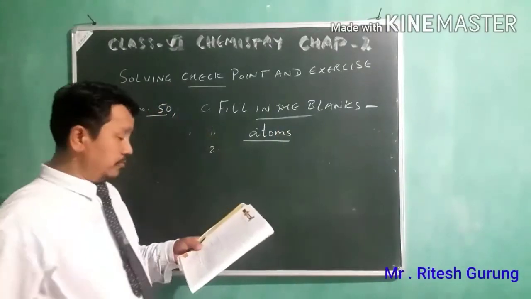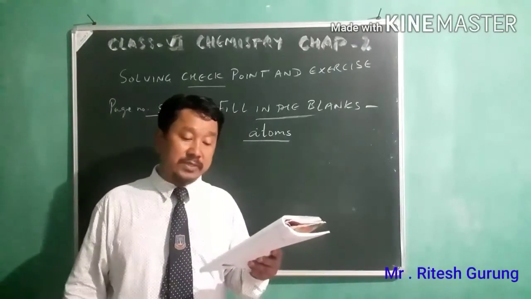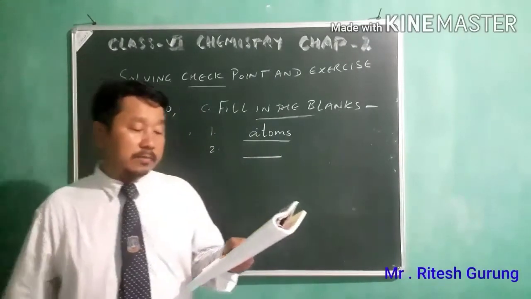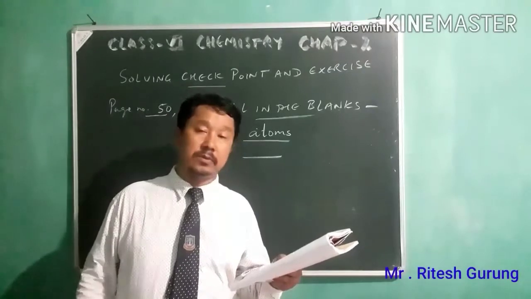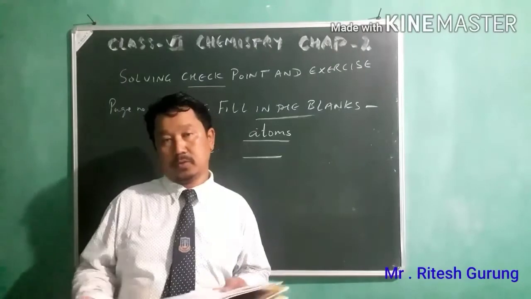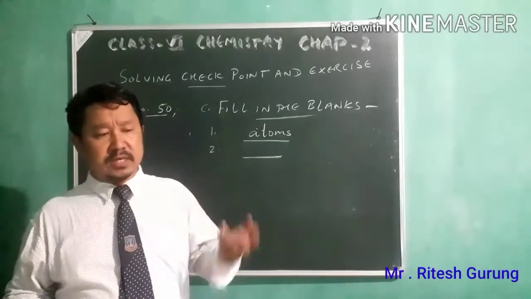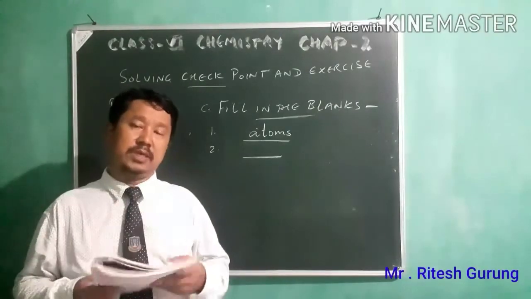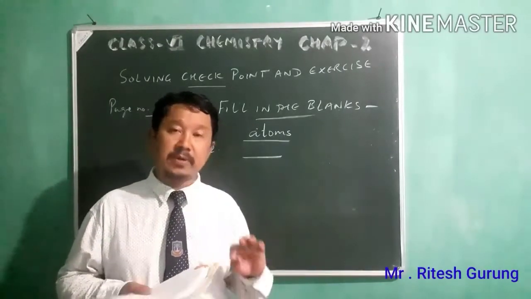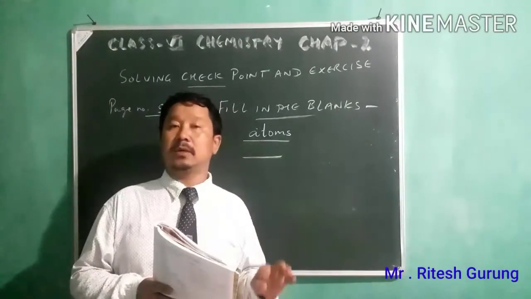Then number 2: a molecule of nitrogen consists of dash atoms of the element nitrogen only. What would be the answer? See, molecule means a group of atoms. When more than one atom of the same type or different types group together, that group is a molecule.